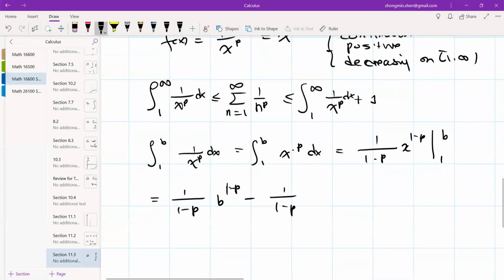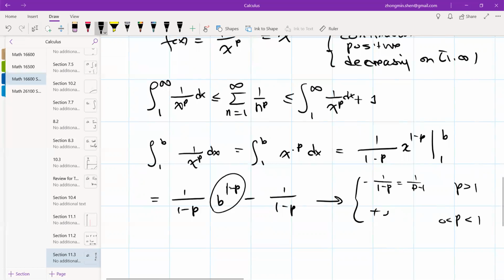Sorry, when p is greater than 1, the dominant term approaches 0. So you can write it as negative 1 over 1 minus p, which is 1 over p minus 1, a positive number, right? Now, if p is less than 1, greater than 0, b is to the positive power, so it's going to be positive infinity.